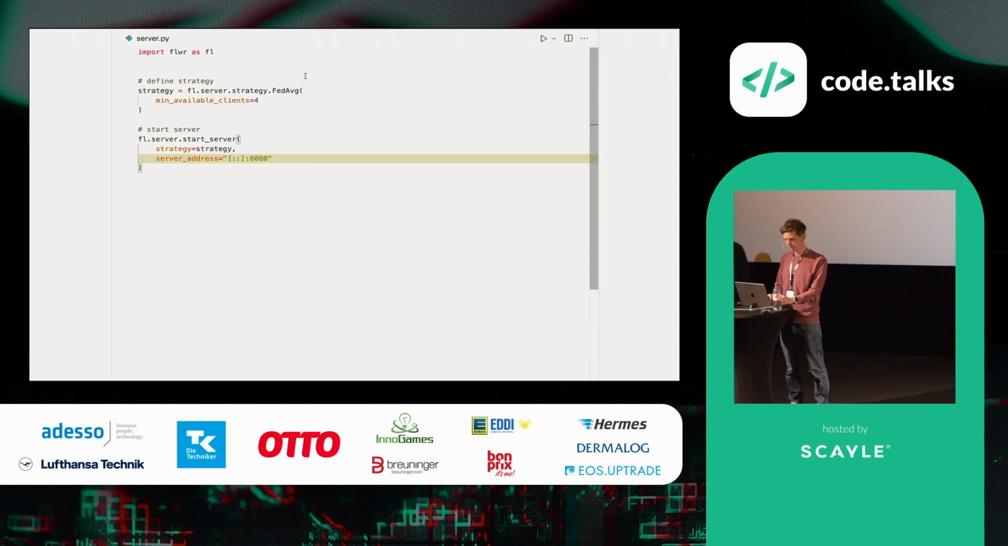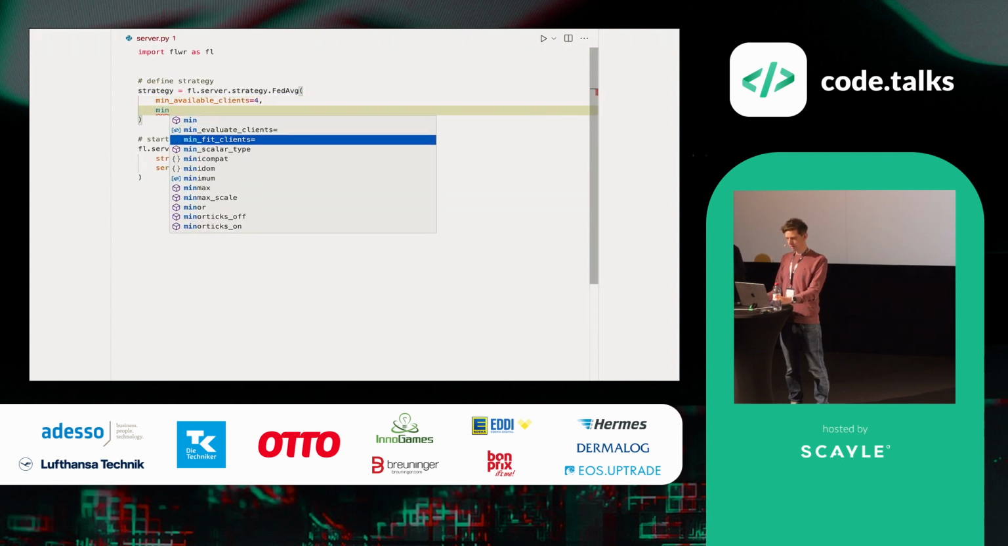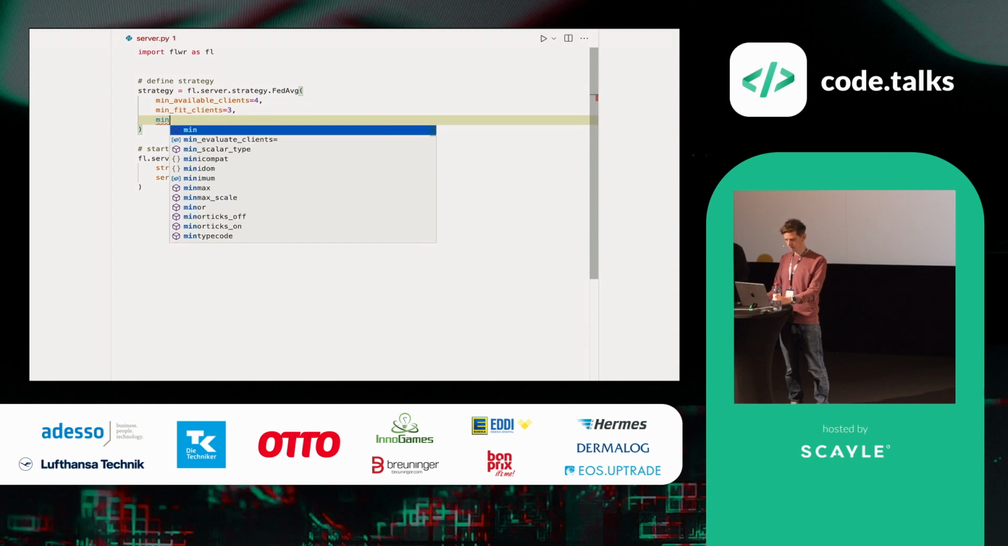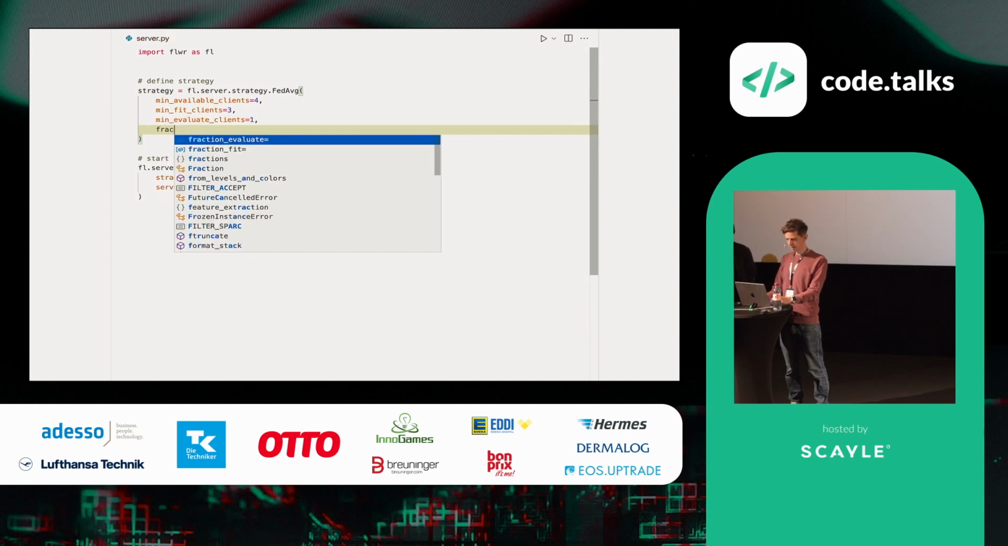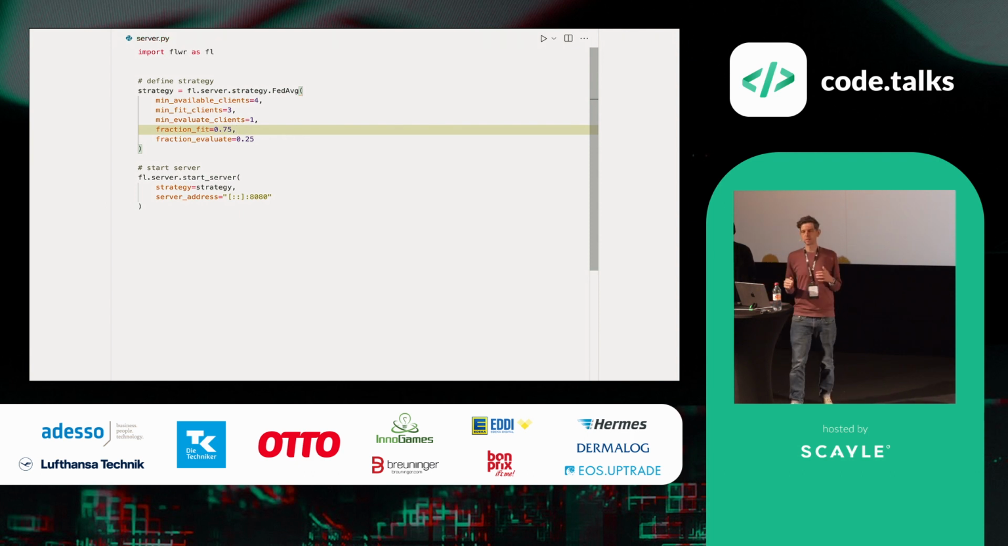So when I'm looking at the server, for example, I could now in detail define how many fit clients I need. 3 clients for fitting. I need at least 1 for evaluation. I can set up the fractions to evaluate to 25% and fraction for fitting to 75% and so on. So there's a lot of details I can set.